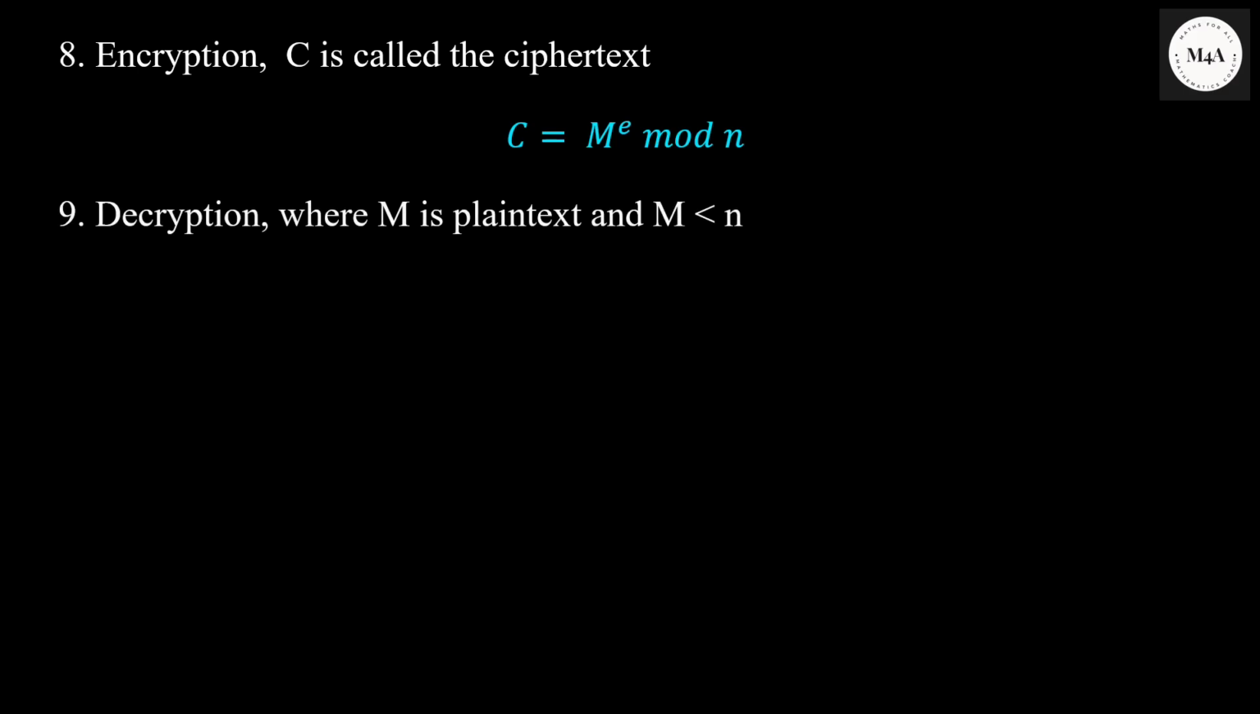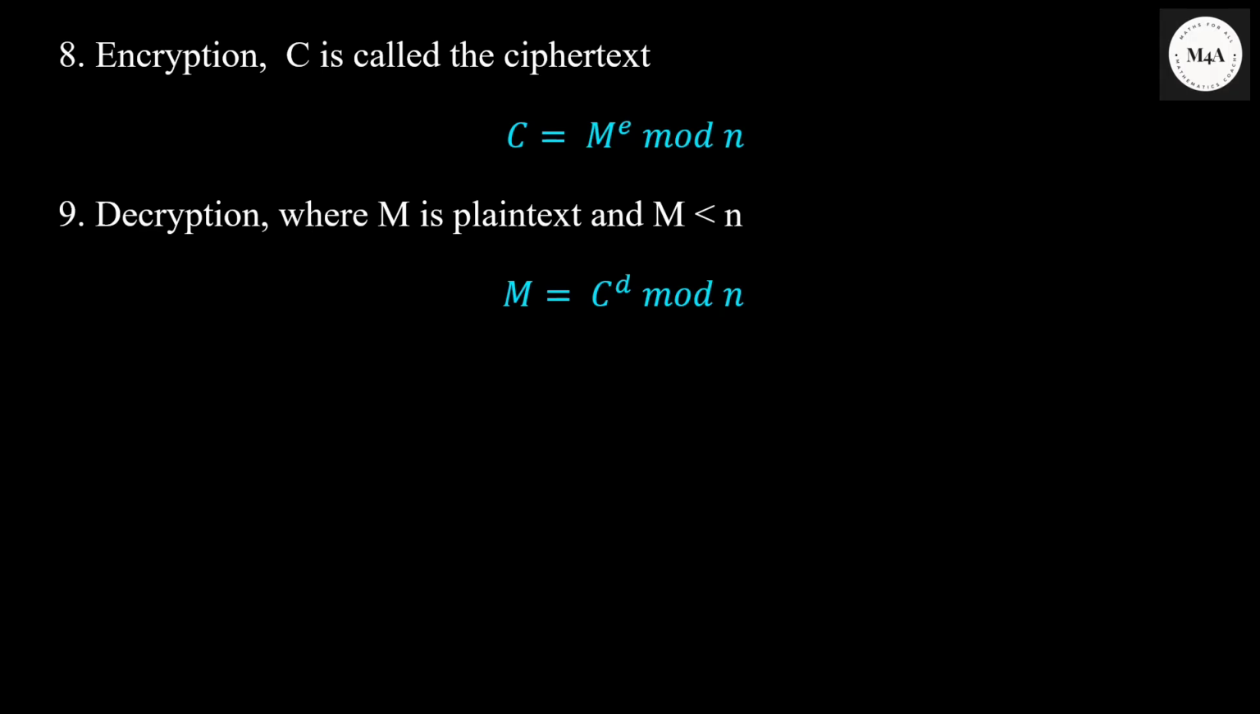Now decryption, as I said, m is plain text and m must be less than n. m is denoted by m is equal to c raised to d mod n. c equals m raised to e mod n, and m equals c raised to d mod n. You can go vice versa, from encryption to decryption and decryption to encryption.